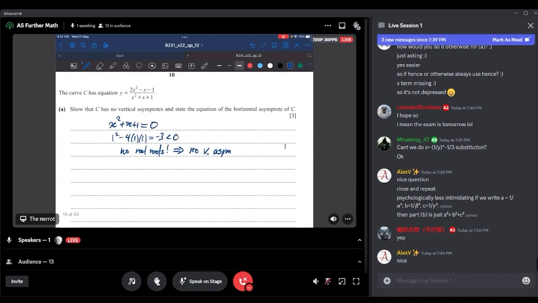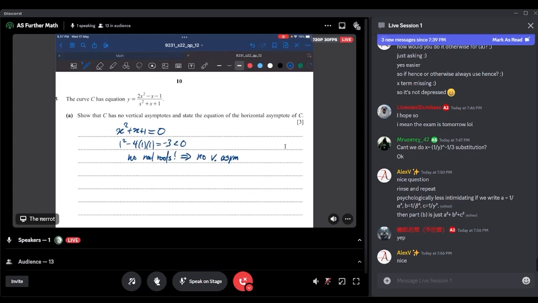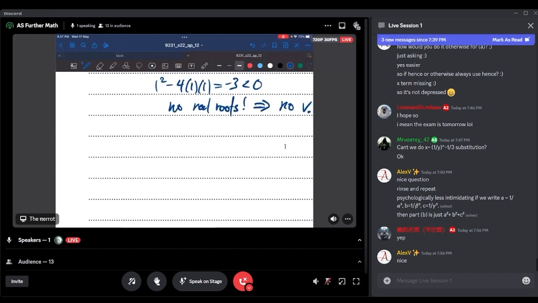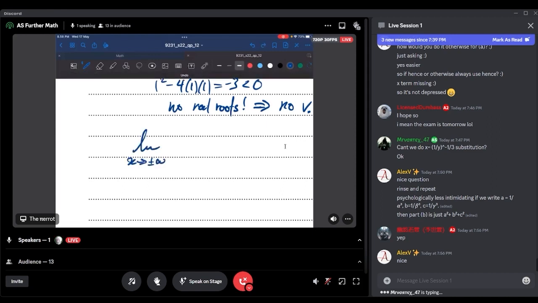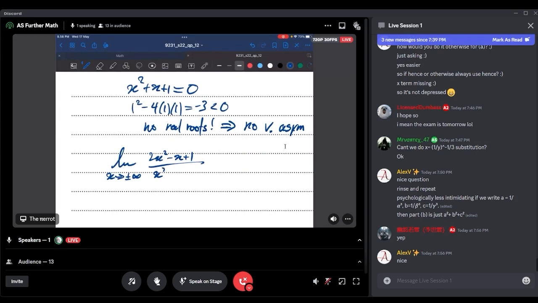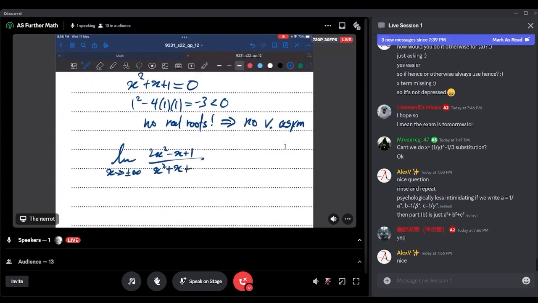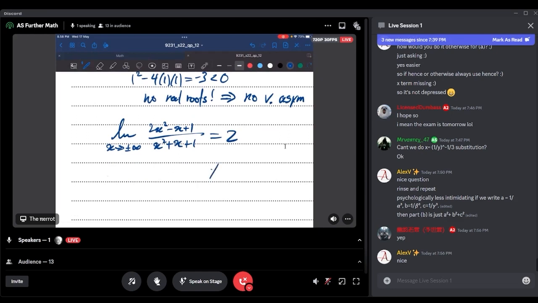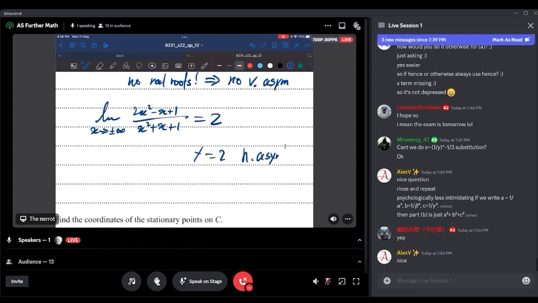What about horizontal asymptotes? Horizontal asymptotes happen when you take the limit to infinity of this rational function. Actually, to both sides of infinity, plus and minus infinity. But in this case, they're actually the same. So limit as x goes to plus minus infinity, like this. And that's just 2. So the horizontal asymptote is y is equal to 2. This is the horizontal asymptote.